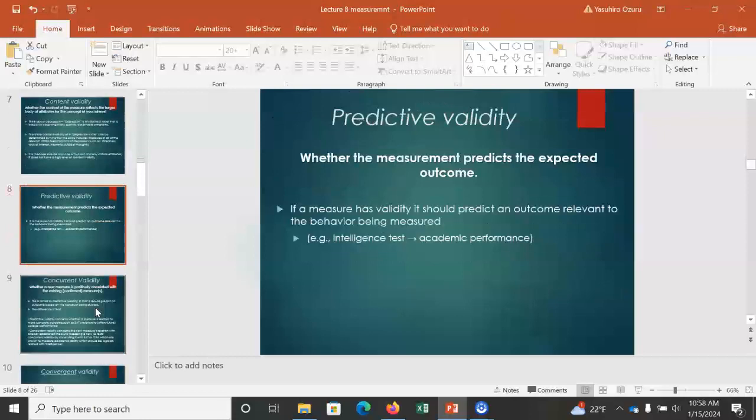Predictive validity is whether the measurement predicts the expected outcome. For example, if a measure has validity, it should predict the outcome relevant to the behavior being measured. For example, an intelligence test should predict academic performance.